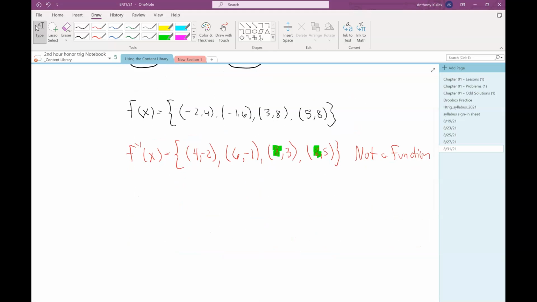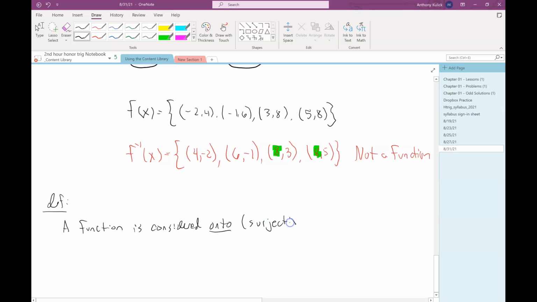So on our way to developing a method to do that, we're going to make some new definitions. So the first one is the term onto. And an alternative term for onto is surjective. It's probably the less frequently used of the terms for onto, but still quite common.